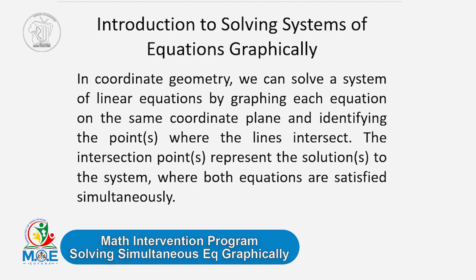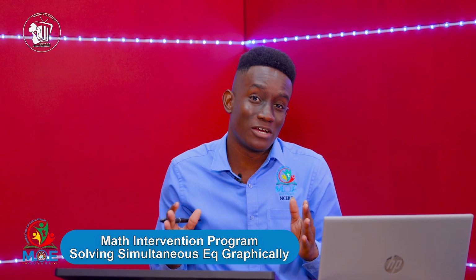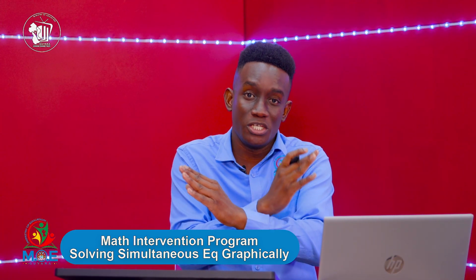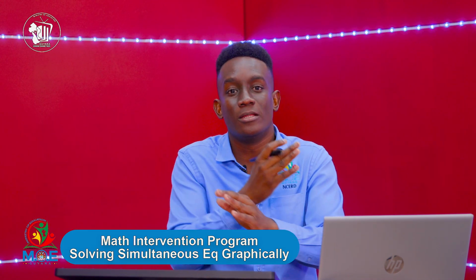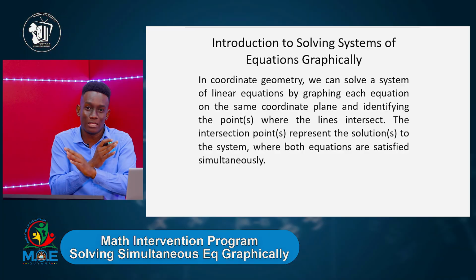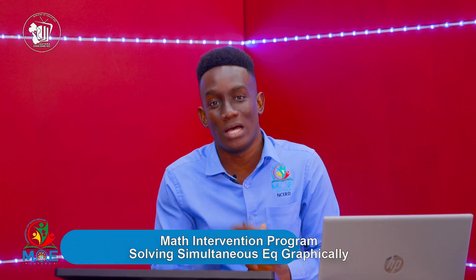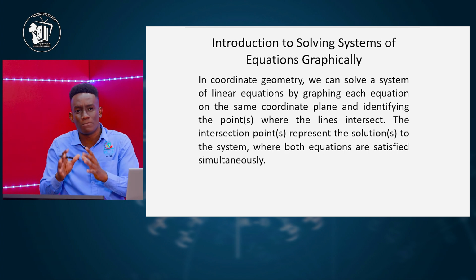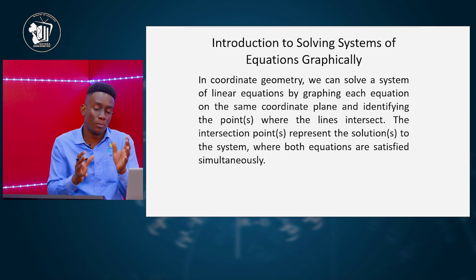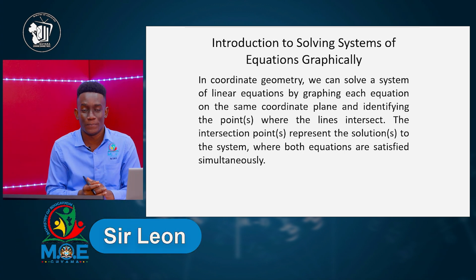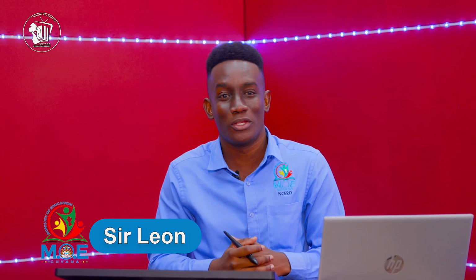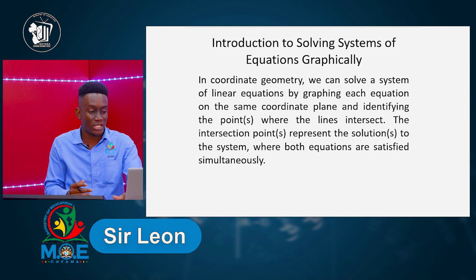First things first, in coordinate geometry, we can solve a system of linear equations by graphing each equation on the same coordinate plane. After you finish graphing these two equations, the point at which the two lines intersect will be the solution. At a point we get an x value and a y value. At the end, you can substitute these two values into both equations and they should satisfy them. If they don't, that means you did something wrong with your graph and you need to recheck. So let's head straight into the first example.